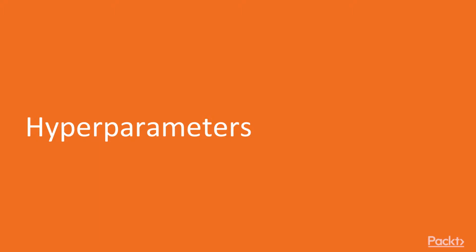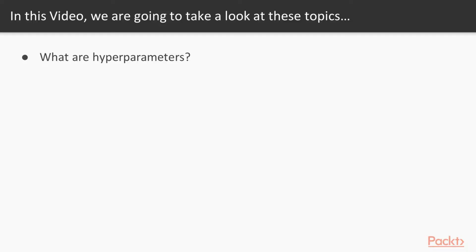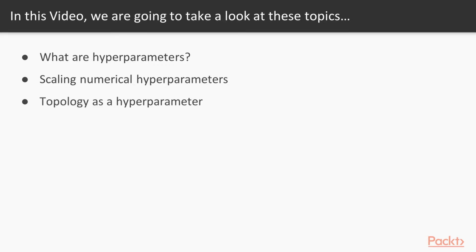In this video, we'll introduce the concept of hyperparameters. So we'll take a look at a few different things. First of all, we'll ask what are hyperparameters? And then we'll look at scaling different numerical hyperparameters and get a sense of the topology as a hyperparameter, meaning the network itself. And then finally, we'll explain this strange analogy that people use when they describe different methods of learning when they talk about pandas and caviar.